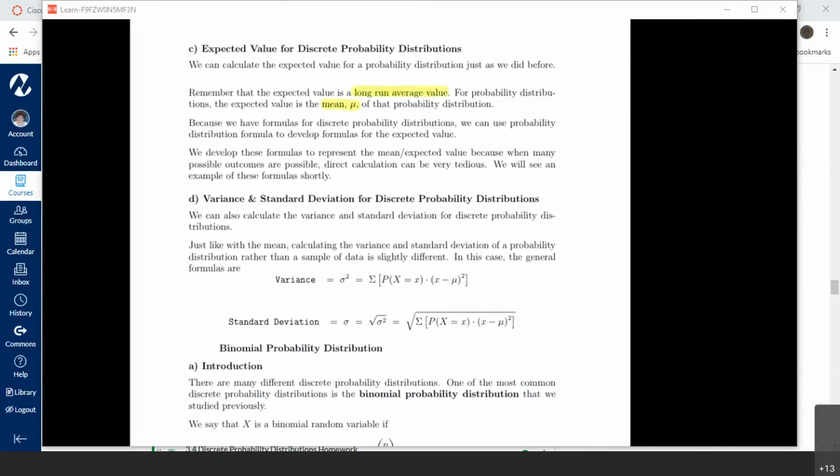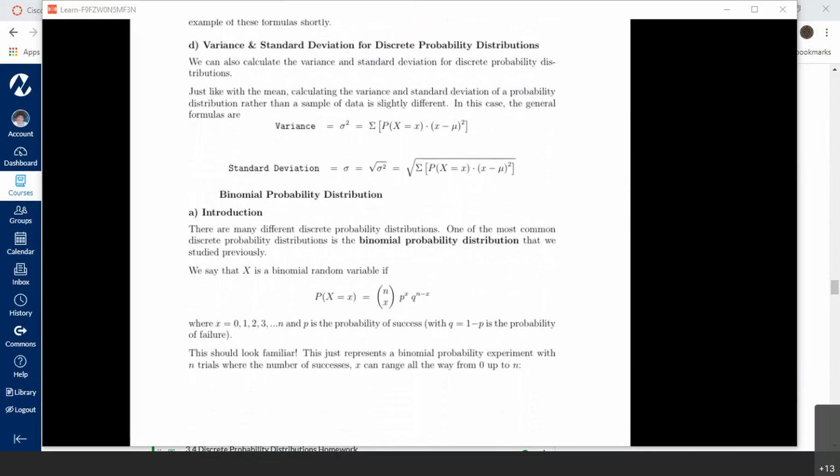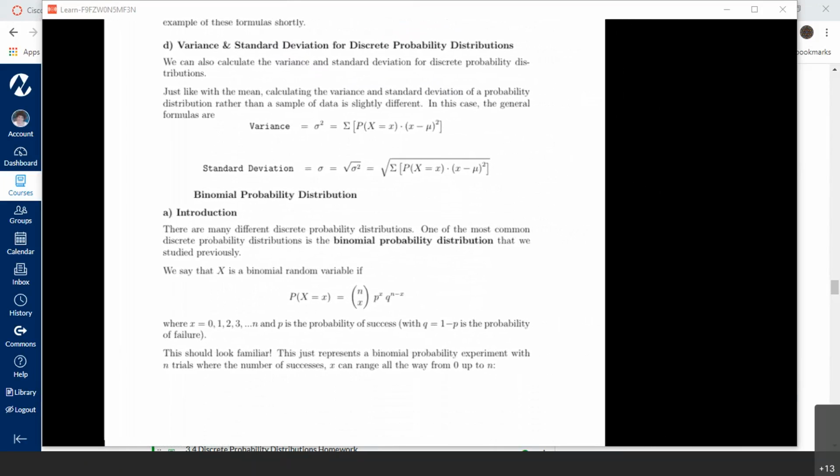Okay? And again, for probability distributions, long-run average is your mean. Now, there are formulas for means of discrete probability distributions. You can use the idea of probability distributions to develop these formulas, but rather than doing that, I'm just going to show you a couple of formulas. So let me just put these here. For discrete probability distributions, it's a little bit different than a sample. Here are the general formulas for probability distributions.